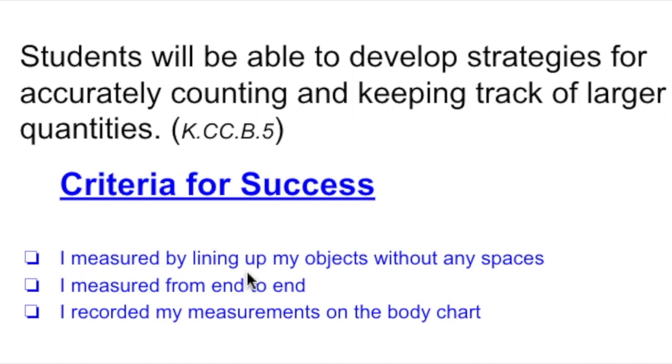1. I measured by lining up my objects without any spaces. We know if we leave spaces when we're measuring that our measurement is not accurate. I measured from end to end. So if I'm doing my foot, I don't start in the middle. I start at the heel and I measure all the way to my toe. And then I recorded my measurements on the body chart, just like Miss Holzart already showed you.